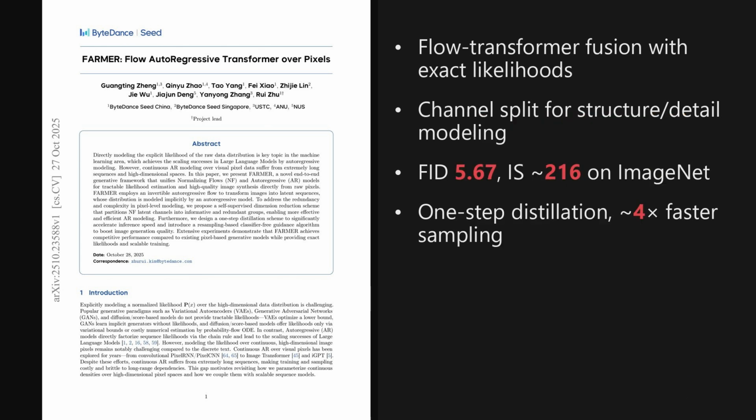I'm Alex. Today we are looking at a paper from the Hugging Face trending list, published on October 27, 2025, about 2 days ago. It delivers a pixel space generator that unifies normalizing flows and an autoregressive transformer, reaching FID down to 5.67 and IS up to 215.5 with exact likelihoods. The paper is titled Farmer, Flow Autoregressive Transformer over Pixels. And as we will see later, the implications for training and sampling speed are quite significant.